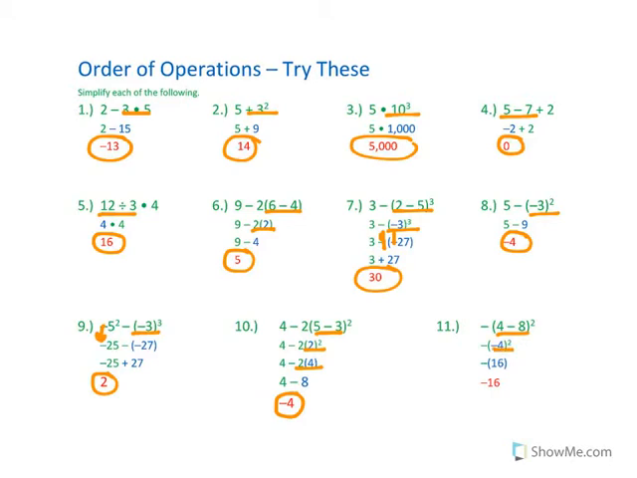Now raise that to the second power. Again, this is not the opposite of negative 4. Be careful. Exponents come first. Bring this down. It's going to be negative 16.